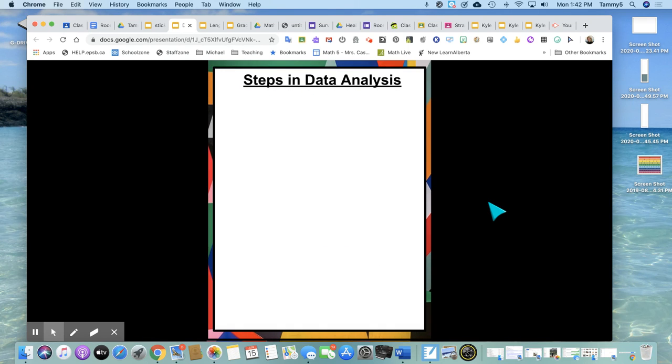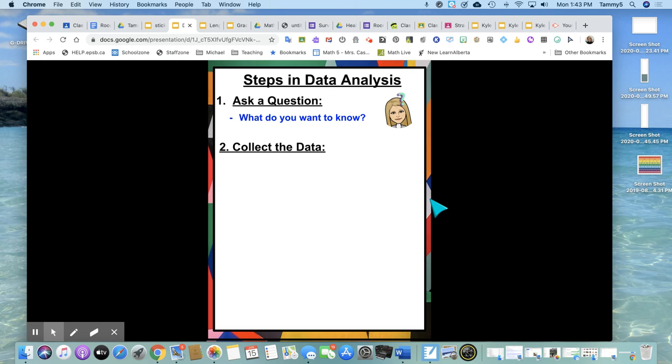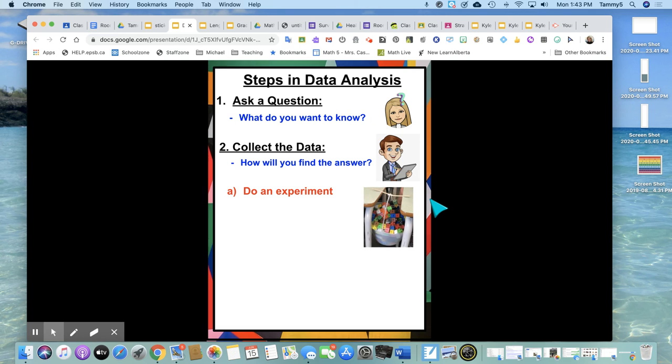So the steps in data analysis are, number one, to ask a question. What do you want to know? Step two is to collect the data. How are you going to find the answer to that question? If you're asking a question about the world around you, you would do an experiment.